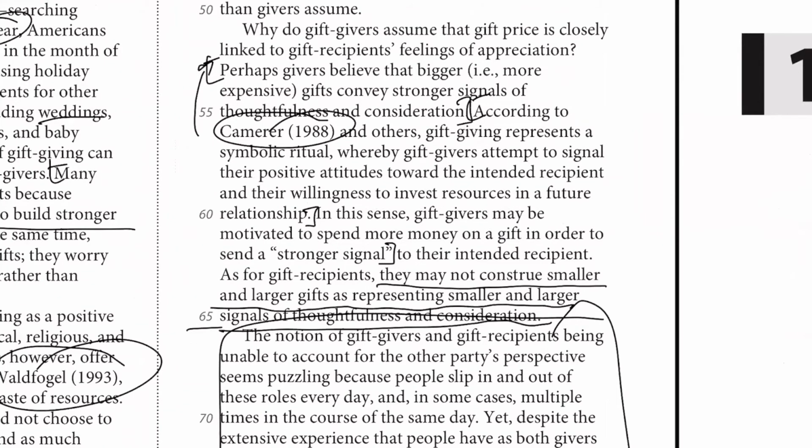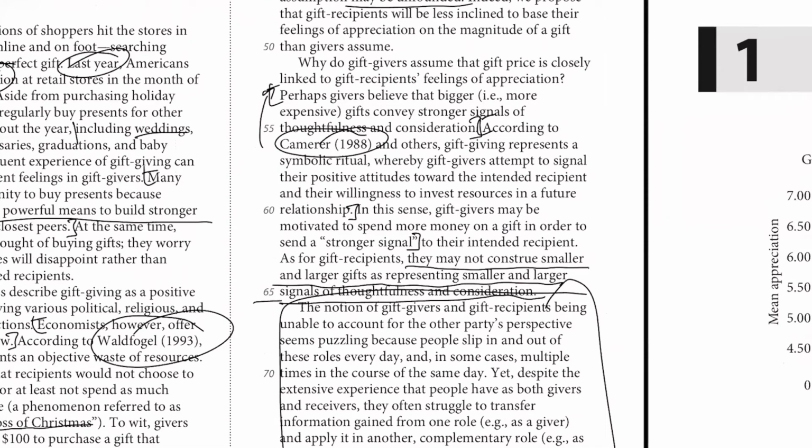Right? He's saying, according to Kammerer 1988 and others, gift giving represents a symbolic ritual. He's providing an explanation as to why gift givers feel this way. He says, according to Cameron and others, gift giving represents a symbolic ritual whereby gift givers attempt to signal their positive attitudes towards the intended recipient and their willingness to invest resources in a future relationship. He's providing an explanation as to why gift givers do what they do. That is exactly what's happening here.